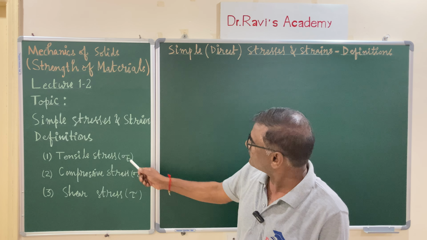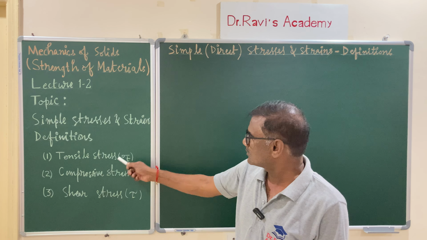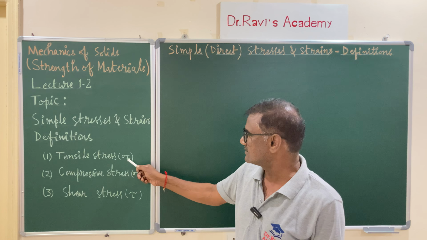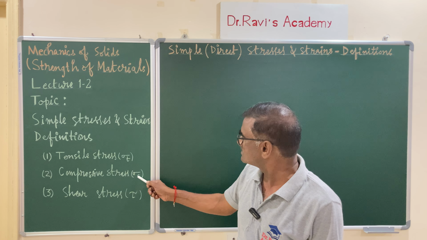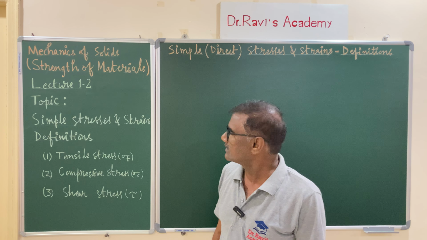Let us observe carefully, generally sigma is used for normal stresses. These two are normal stresses, and subscript T is used for tensile and subscript C is used for compressive. Of course, tau is the shear stress. And let us look at this.